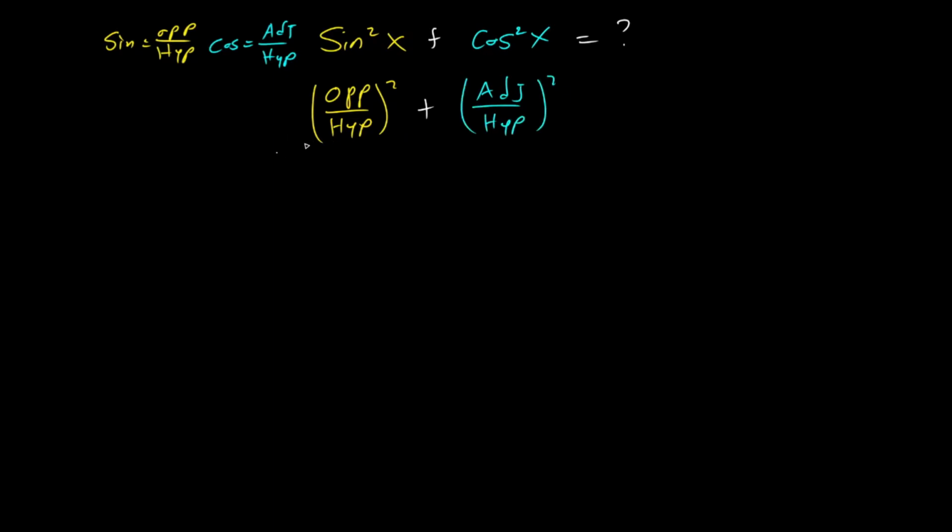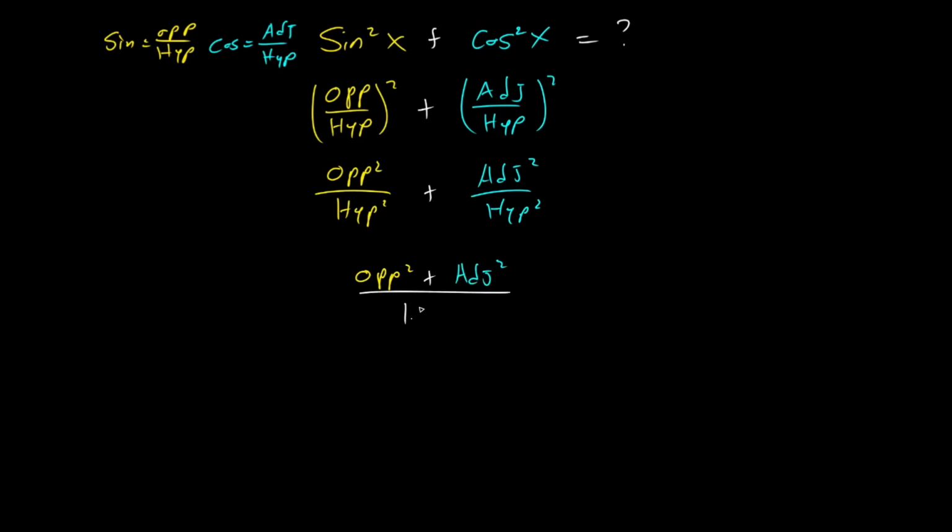squared. Okay, now since we're squaring a fraction, we get the opposite squared over the hypotenuse squared plus the adjacent squared over the hypotenuse squared. Alright, since these two have the same denominator, we can just add the fractions together. So we get the opposite squared plus the adjacent squared all over the hypotenuse squared.